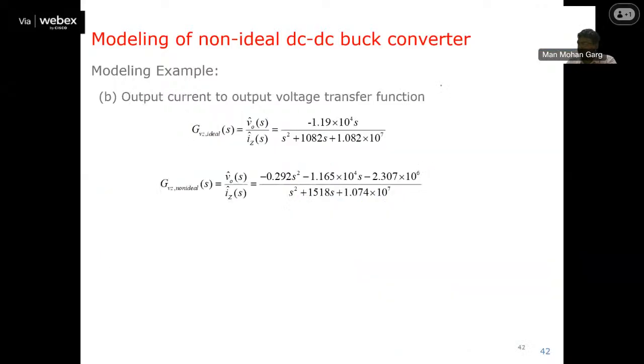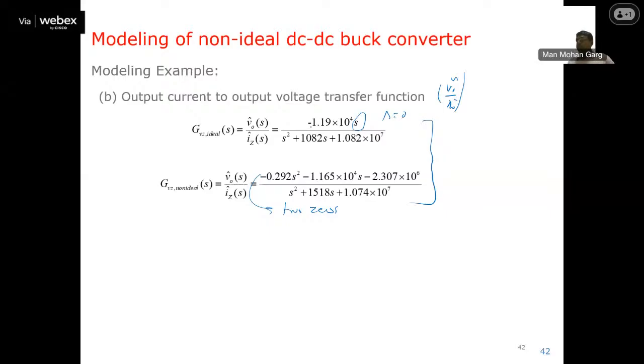So this is the V node perturbation upon I node perturbation transfer function. Here also we see the nature of transfer functions. We have minus of this. So here only one zero is there at s equal to 0. Here there are two zeros. So this transfer function is also giving different information.